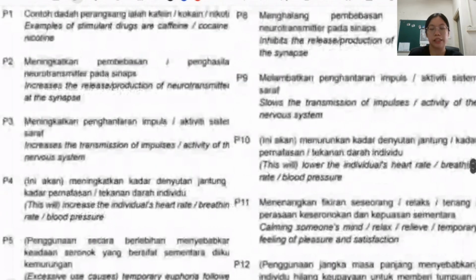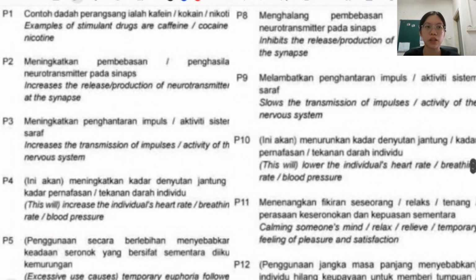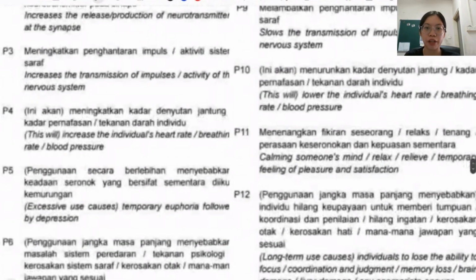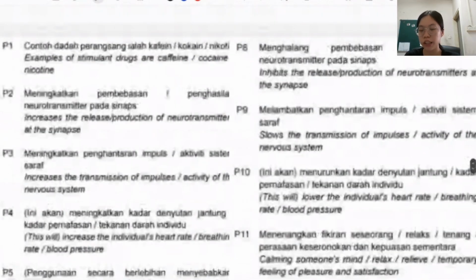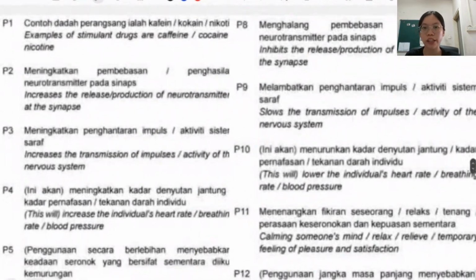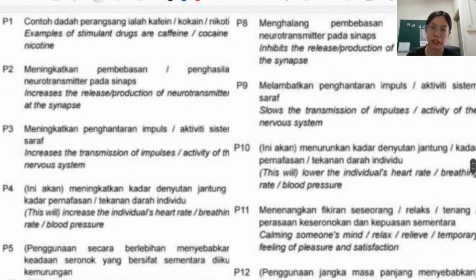Okay, so you can see the differences between them. One speeds up the transmission of impulse, therefore you become very high, and eventually you have a higher heart rate. But the other makes you feel calm. So it actually slows down everything. So that's the main difference you can differentiate between them.